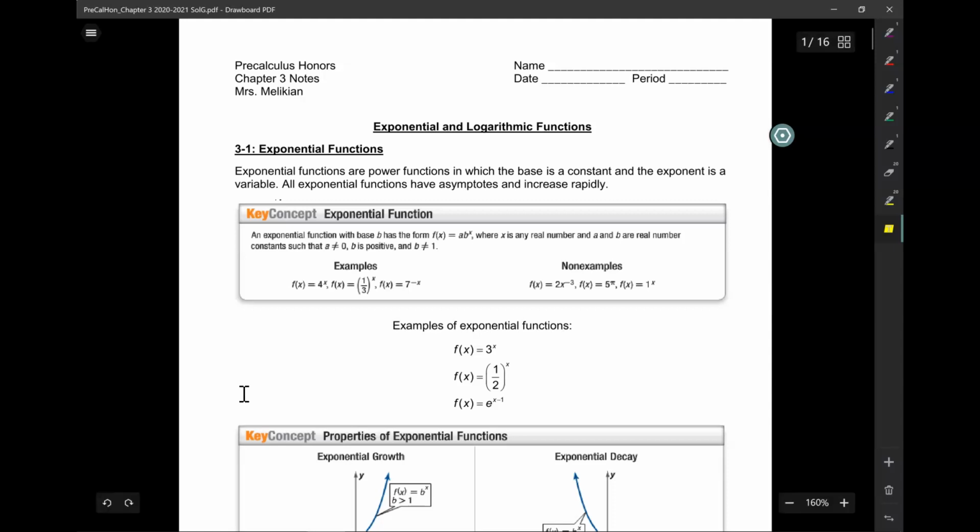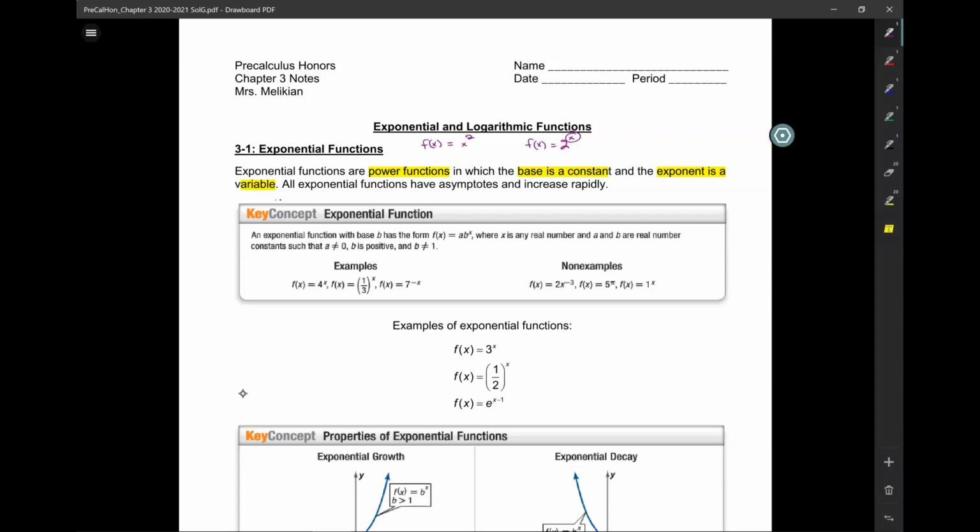First, exponential functions are power functions in which the base is the constant and the exponent is a variable. So until now, we were used to seeing functions such as f of x is x squared. Now, in exponential functions, the 2 will be the base and the variable will be the exponent.